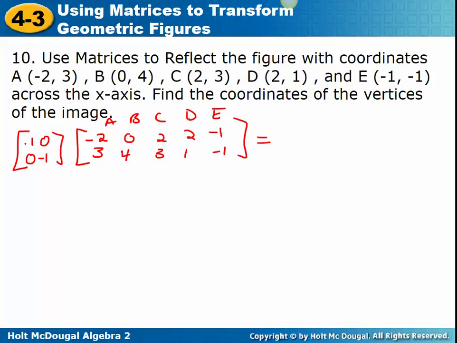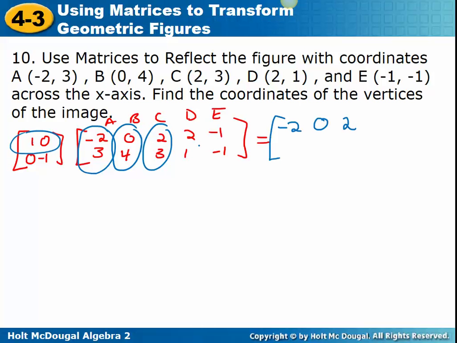So on this one, when you take your first row by your first column, you will get 1 times negative 2 plus 0. And then when you move over to the next one, you'll have 1 times 0 plus 0. And then when you move to the next row, you'll have 1 times 2 plus 0. So you'll see that you're just going to be taking the same sign of each of these once you multiply. And then you'll have 1 times 2 plus 0. And then 1 times negative 1 plus 0. So the x-coordinates all stayed exactly the same.